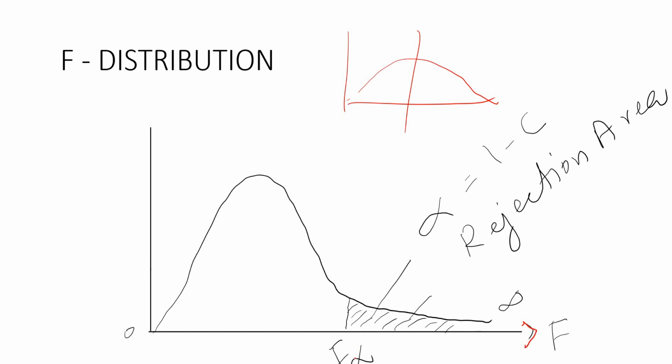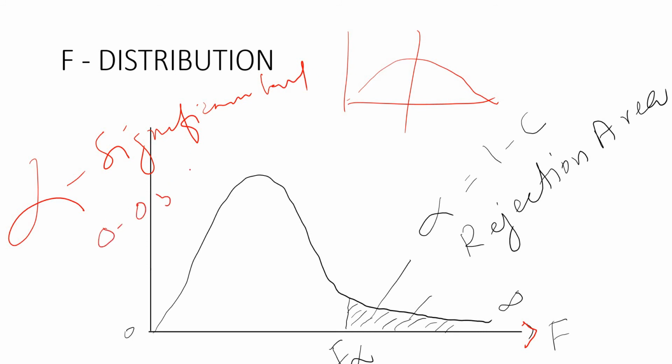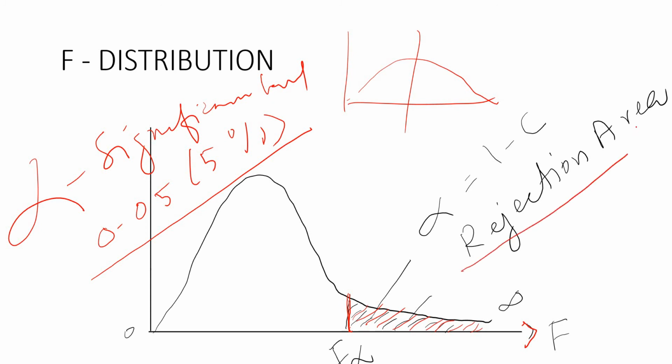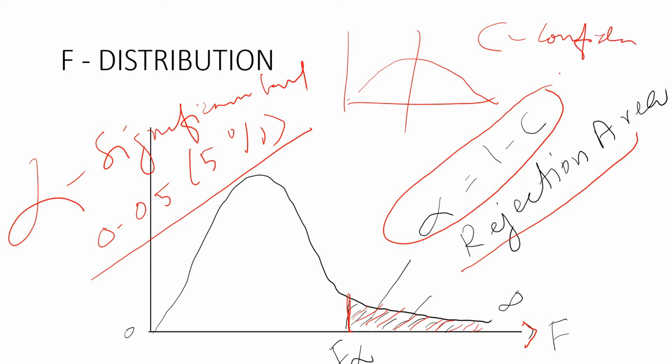This is F suffix alpha. Alpha is the significance level. There is a separate video on significance level, and its optimum value is 0.05 or 5%. This is the optimum value for alpha, and this value is known as F alpha. This area we will call the rejection area. Alpha is equal to 1 minus C, another formula, where C is the confidence level.